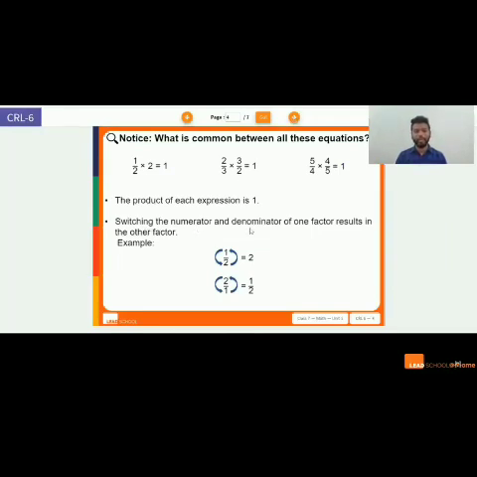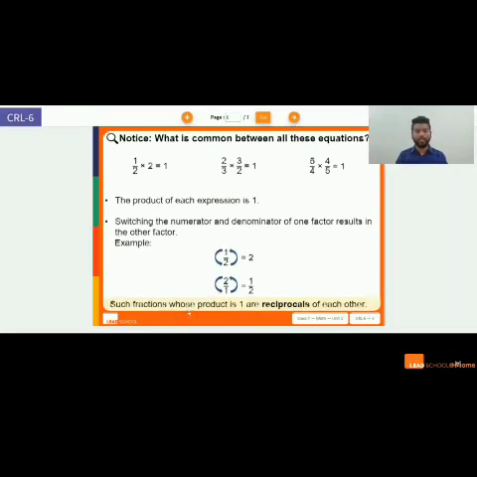Switching the numerator and denominator of one factor results in the other factor. Do you observe? Here the numerator is 1 and the denominator is 2. When I interchange the positions, that is when I make my numerator my denominator and denominator a numerator, I'll get another fraction. When I multiply these two, I get 1. I am doing the same case here also. 2 by 3, the numerator becomes the denominator here, the denominator becomes the numerator. When I multiply these two fractions, my answer is 1. Okay, can you see? Great.